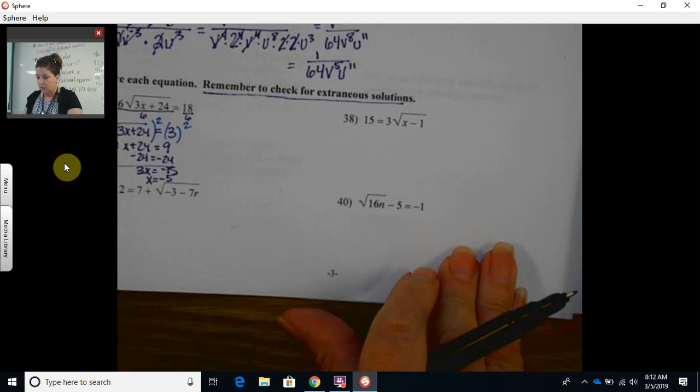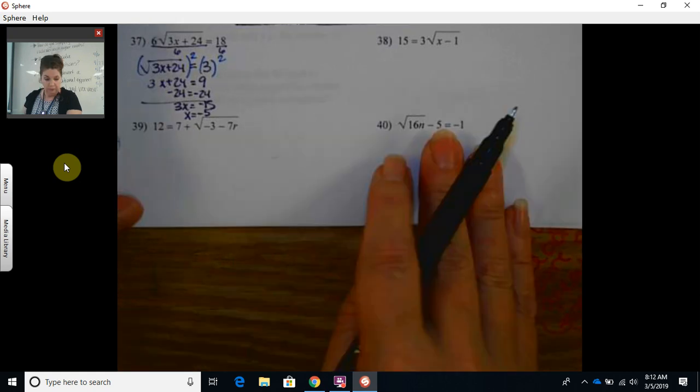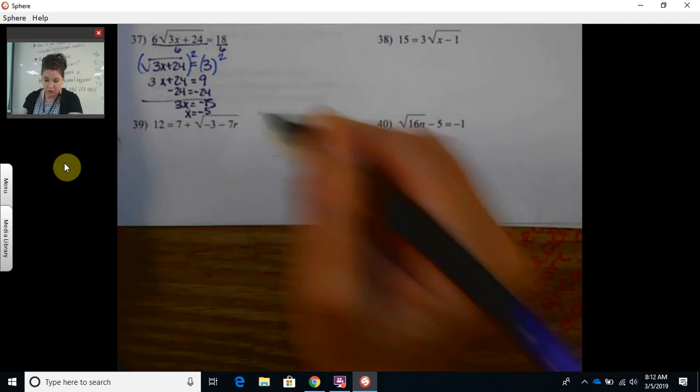So on number 39, what would you start off doing first? I'm not going to do it. Just what would you do first? Subtract 7. And then take the square root of both sides and go from there, right? Okay. And I can tell you the answer to 38 is 26.